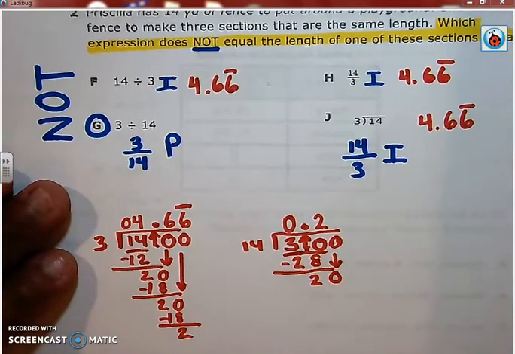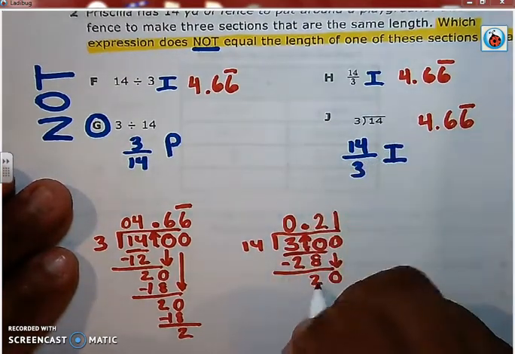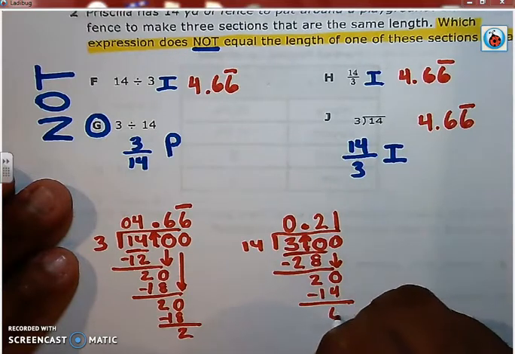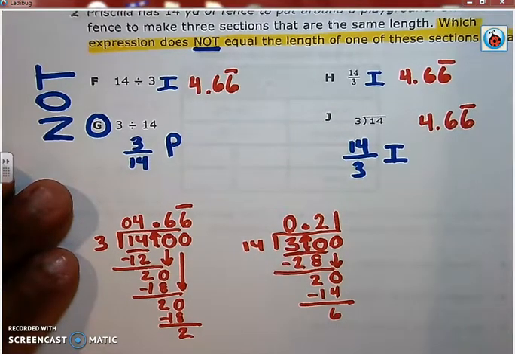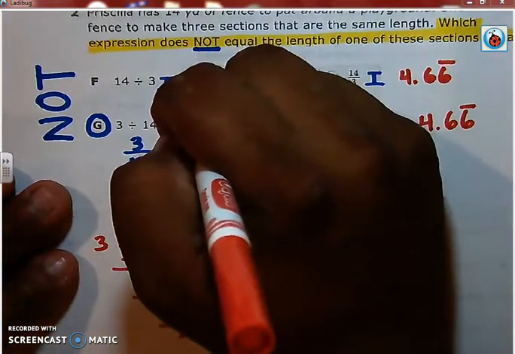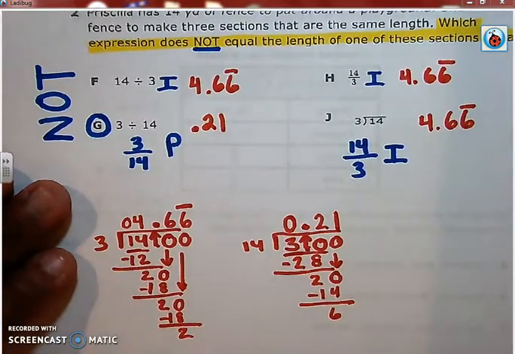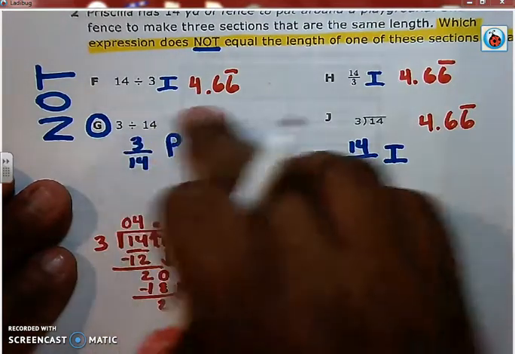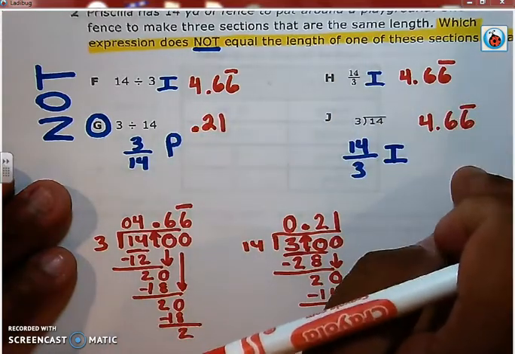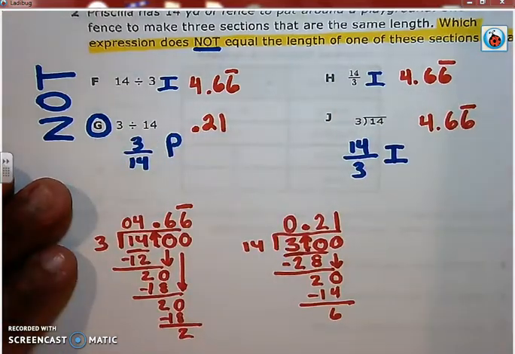Can 14 people play? Yes. 1 time. That's 14. 6. I can stop. My answer looks like money. So the answer to letter G is 0.21. 21 cents. And it is the one that is not the same as the other three. So letter G is correct.